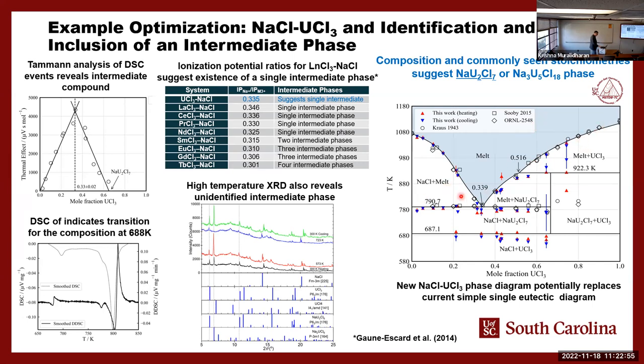The diagram is our computed diagram based on our models. So there's the computed diagram and there's the data. Pretty darn good. Here is our intermediate compound, and we're not sure, but we're hypothesizing that it's sodium U2Cl7. So it's an example of one of the more involved optimizations of a system.